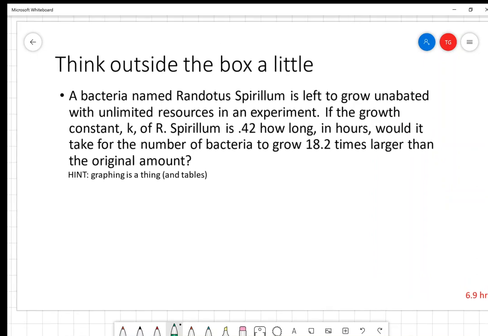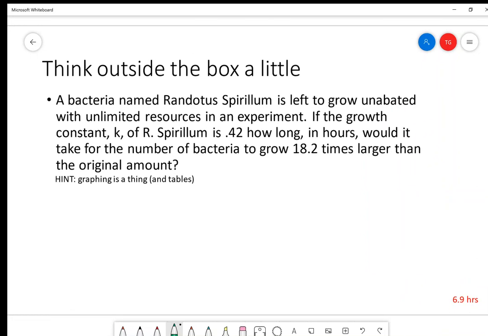Okay, so here we have a bacteria named Rhodospirillum that is left to grow unabated with unlimited resources in an experiment. If the growth constant K of R. spirillum is 0.42, how long in hours would it take for the number of bacteria to grow to 18.2 times larger than the original amount?